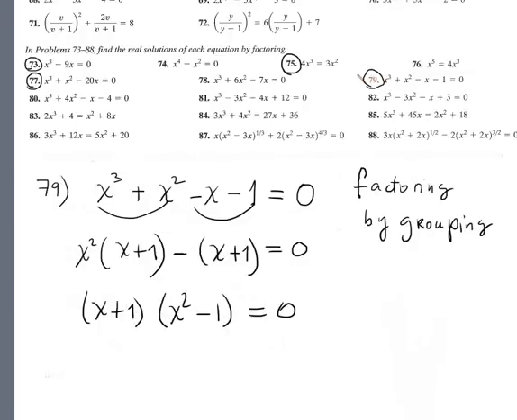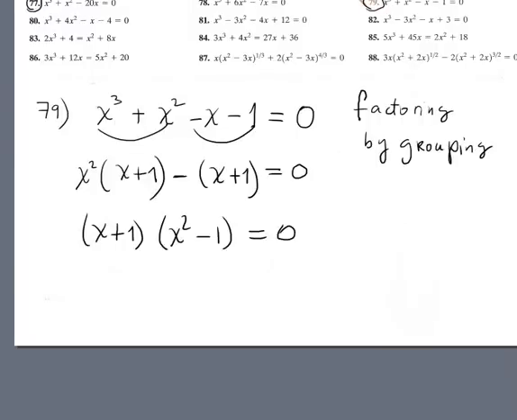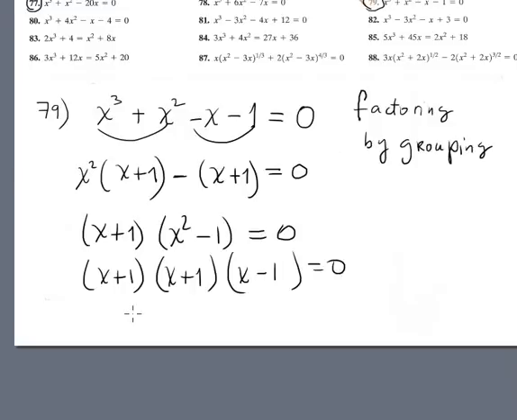We don't complete the factorization because this is a difference of squares. So it's x plus 1, and you separate into x plus 1 and x minus 1 equal to 0. Okay, this is the solution, in this case repeated. One solution is -1, the multiplicity is 2, and another solution is +1. The solution set is -1, 1.